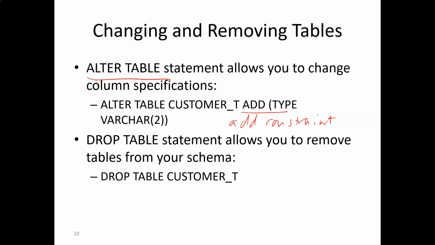To change the data type of an attribute, you will use the keyword MODIFY. And to rename an attribute, you can use the keyword RENAME. As you can see, ALTER TABLE can be used in many different ways depending on the keyword that follows the command. To remove an existing table from the database, you can simply use the DROP TABLE command, followed by the table name as here. For example, DROP TABLE customer_t will remove the customer table from your database schema.